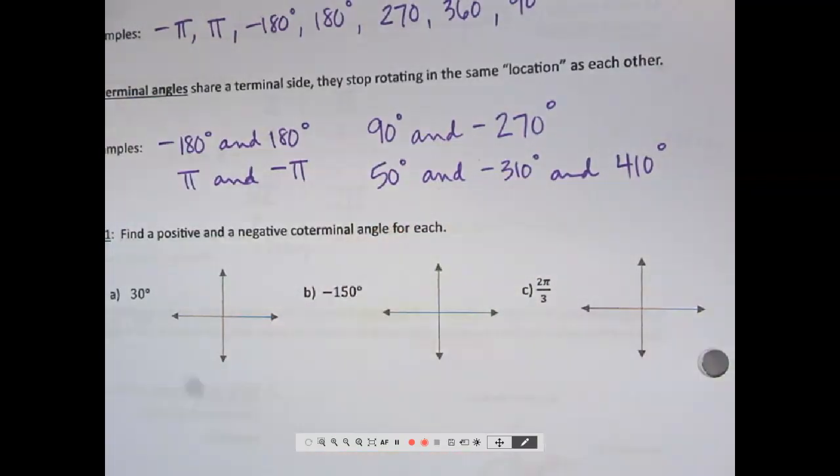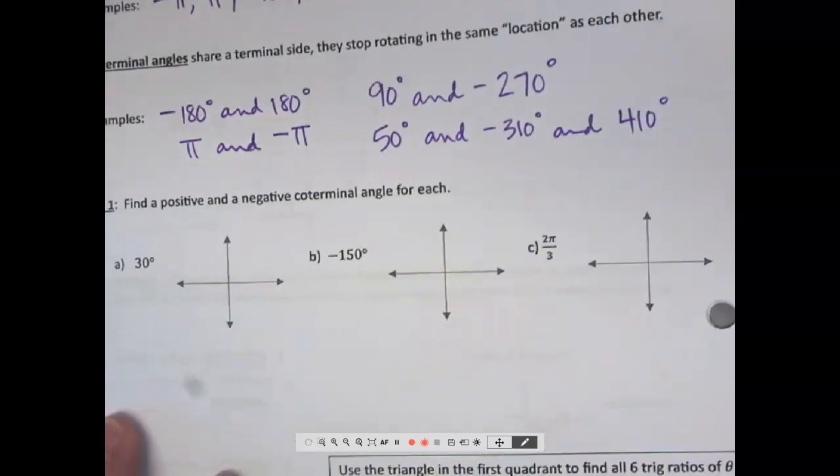How many of these could I find? An infinite number. Yeah, there's not just one right answer. I could keep adding 360 or I could keep subtracting 360. Okay, so those are coterminal.